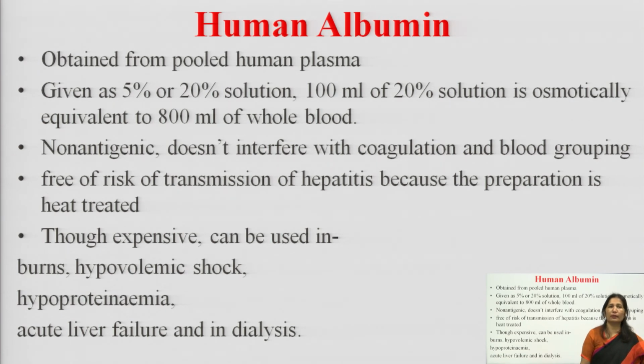Human albumin, as we know, is a protein present in the plasma. Human albumin is obtained from the pooled human plasma, and it has advantages. It is neither antigenic nor does it interfere with coagulation and blood grouping. It is free of the risk of transmission. So, this is a quite effective plasma volume expander.